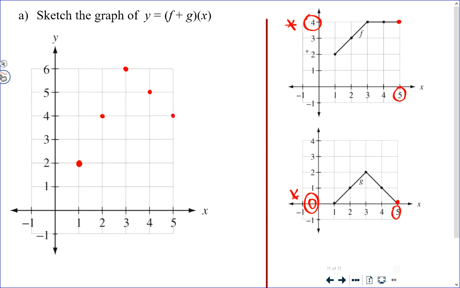And then we can connect the dots. These are going to be straight lines. I don't have a ruler with me that's handy that I could pull up, so I'm just doing it freehand. And that's the answer to the question.